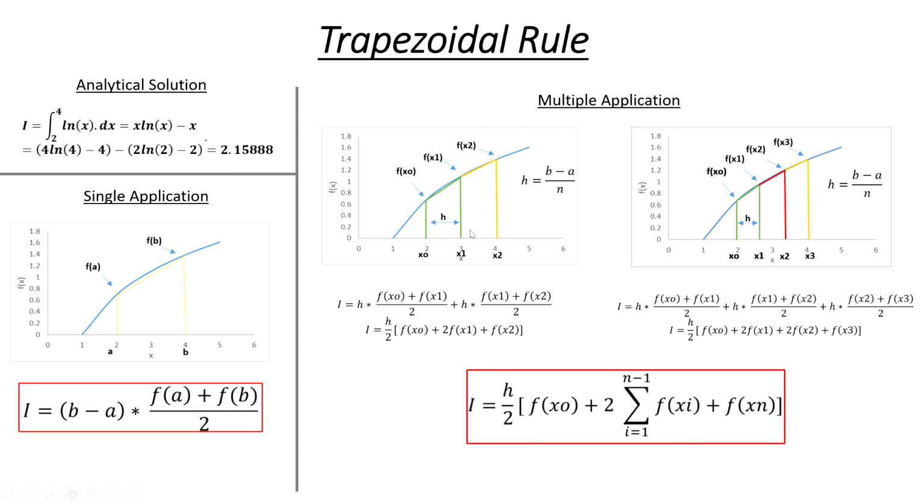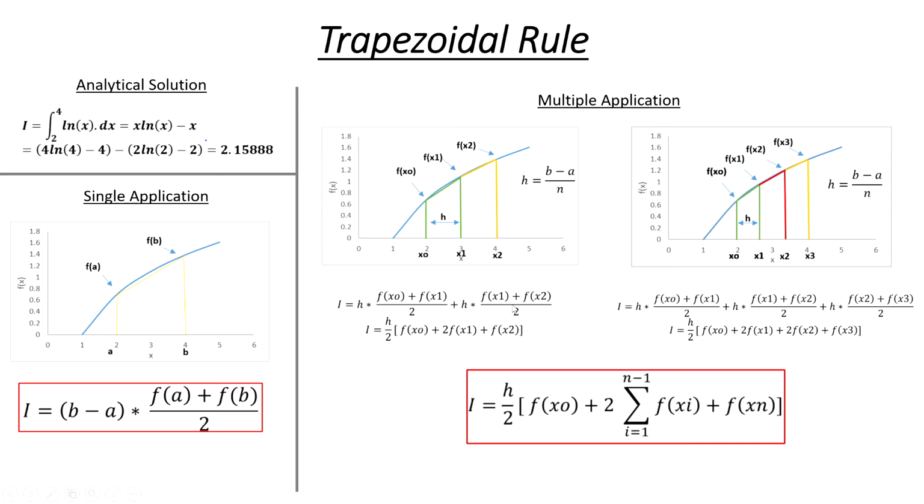In this case, they are going to be evenly spaced. Instead of a width of 2, the width for each is going to be 1. To estimate the area between 2 and 4 for ln of x, we're going to combine the areas of the 2 trapezoids. The area of the first trapezoid is h multiplied by the average height of the first one, which is f of x naught plus f of x1 divided by 2, plus the area of the second one, which is the width h multiplied by f of x1 plus f of x2 divided by 2.